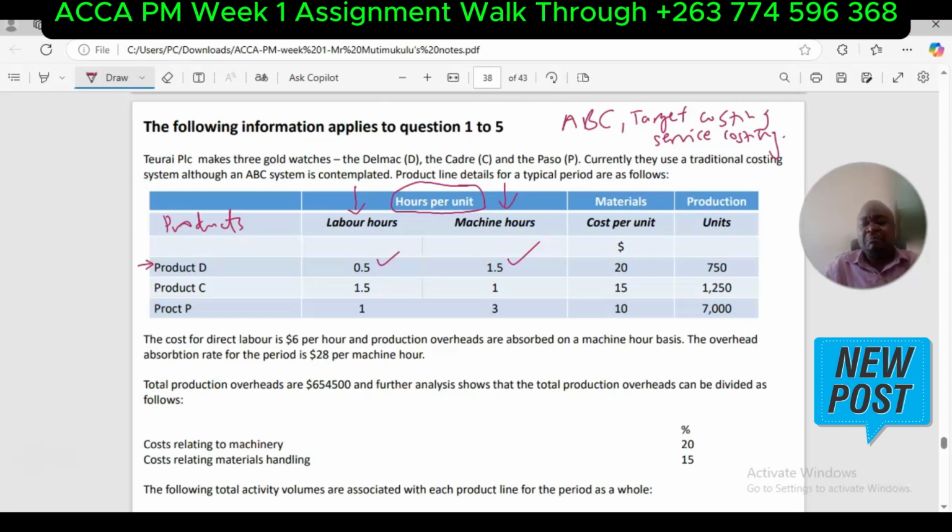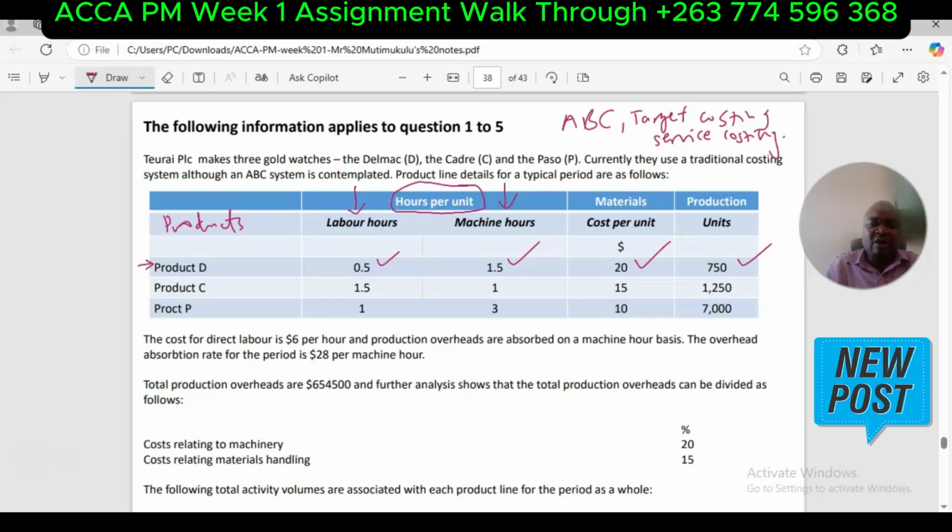But we also need materials at a cost of $20. So the material information has been given in terms of cost per unit, the actual dollars you are going to part with. Then we have the information of production in units required. So we are supposed to produce 750 items or units of product D. So you can see that it's very simple to interpret the table, isn't it? Good.